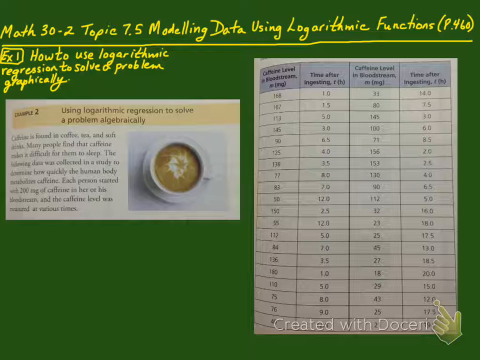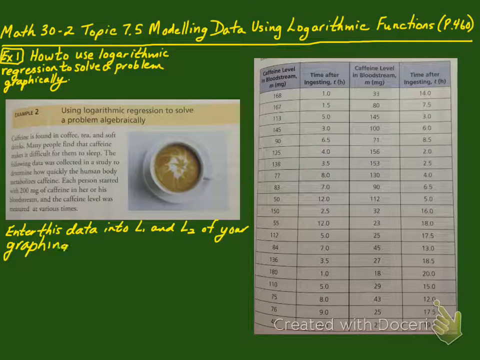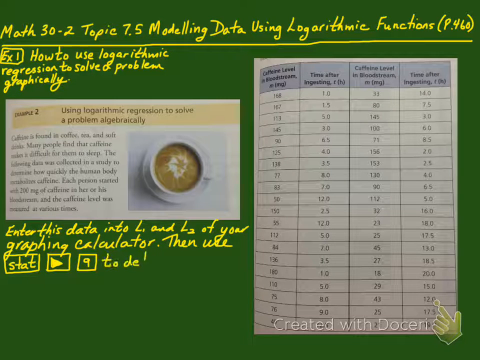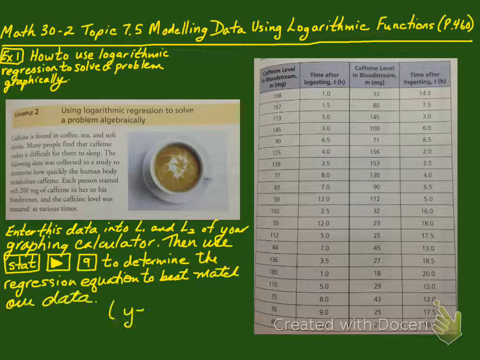So there's going to be different. We're going to make a scatter plot with this information, and what we're going to do is ask you to enter this data into your calculators, into L1 and L2, and then we're going to use logarithmic regression, which is stat, calc, which is the right arrow, and 9, to determine the regression equation that's going to best match our data. And if you do this, you're going to use 9, which is y equals a plus b times the natural log of x.